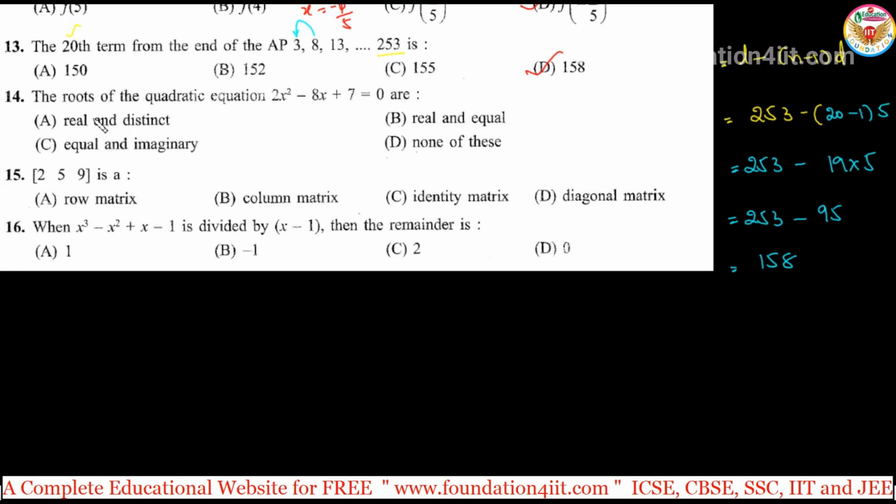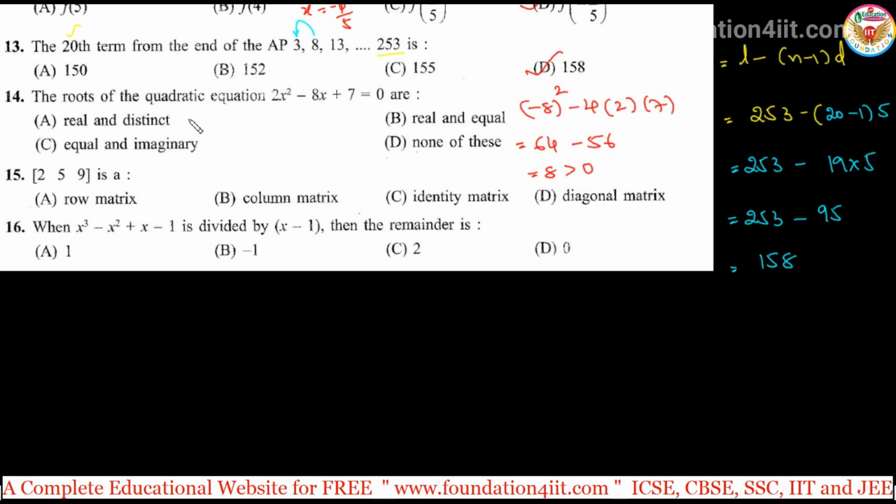And next one. The roots of the quadratic equation 2x square minus 8x plus 7 is equal to 0. So just find the discriminant b square minus 4ac. b is the x coefficient, a is the x square coefficient, c is the constant. This value we need to find. Minus 8 whole square is 64, minus 56. So it is 8. This is greater than 0. If it is greater than 0, then the roots are real and distinct.